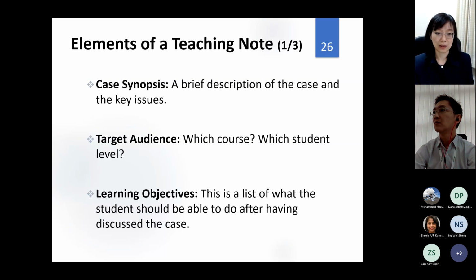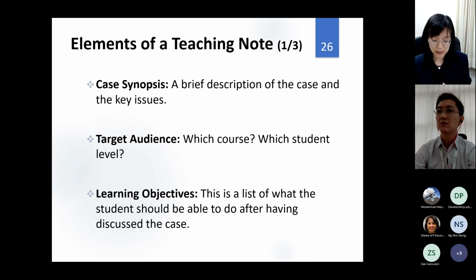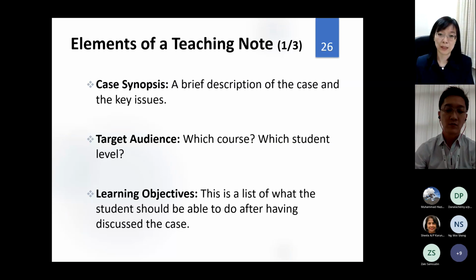And then you have your learning objectives or learning outcomes. So this is a list of what the students should be able to do after having discussed the case. So examples, you can actually say that at the end of this case analysis, students should be able to, one, identify strategies that will help companies engage in sustainable practices. Two, assess the attractiveness of a company in this industry using maybe Michael Porter's 5 forces model.